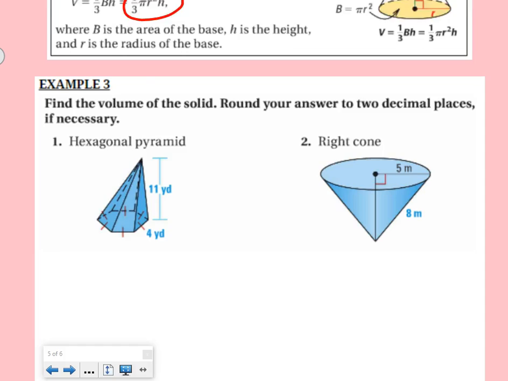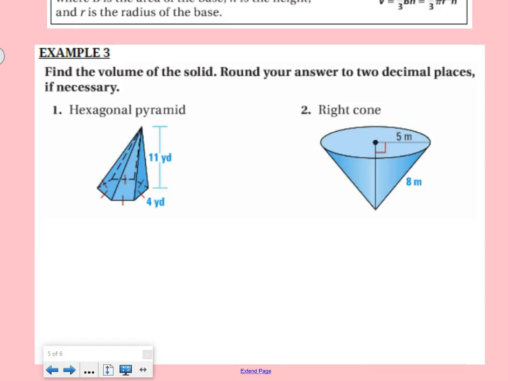So in example 3, we want to find the volume of the solid, rounding our answers to 2 decimal places if necessary. It's a hexagonal pyramid. So volume formula: 1/3 times the area of the base times the height.